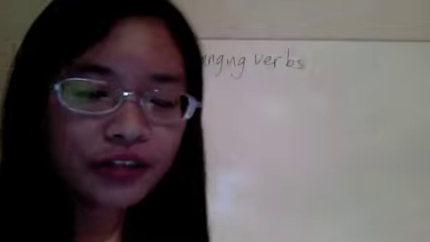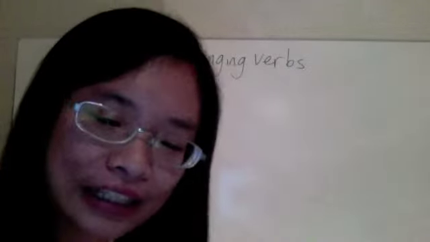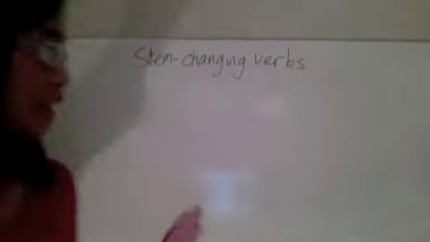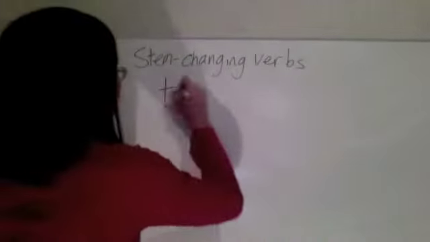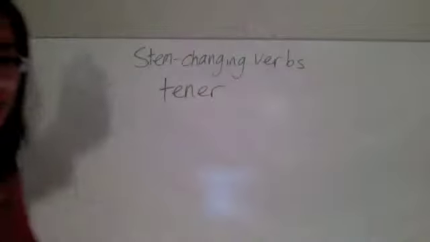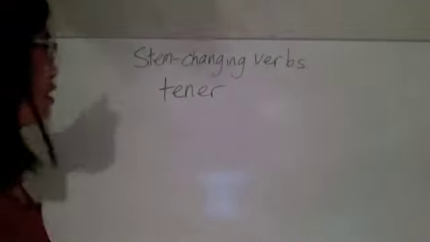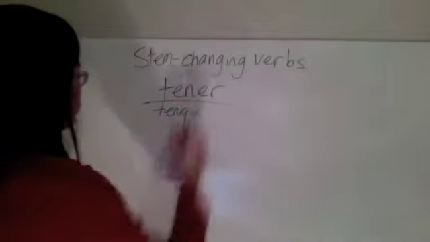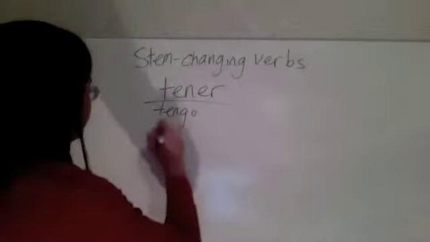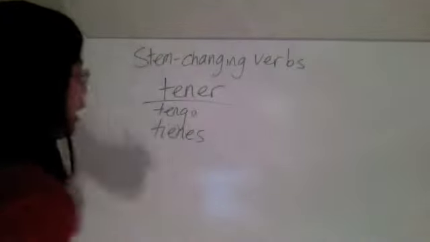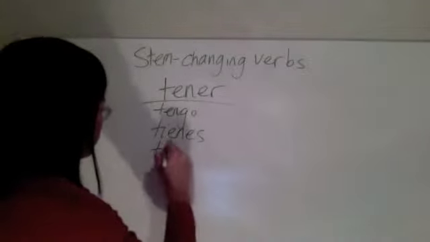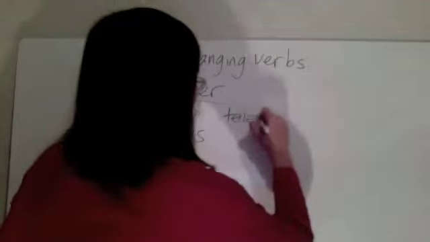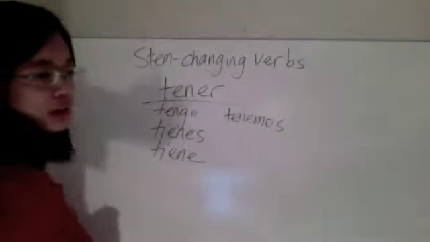From previous videos, you already know how to conjugate verbs like venir and tener. If you don't, let's take a look. The verb tener, to have. Let's conjugate it. Yo tengo. Tú tienes. Él, ella, usted tiene. Nosotros tenemos. Ellos, ellas, ustedes tienen.